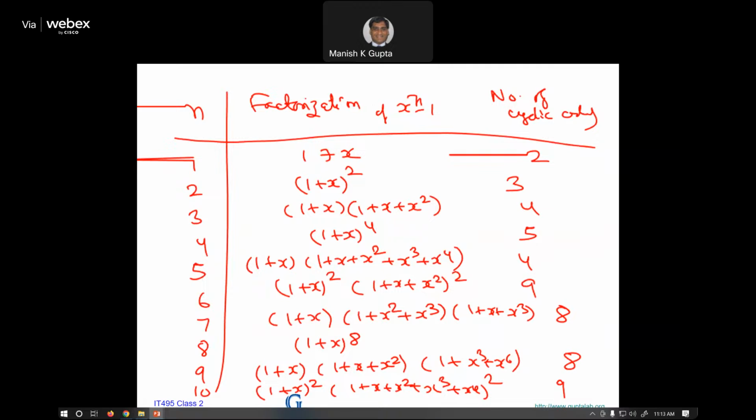2 will give you the second: x square minus 1. X square minus 1 is the same thing as x square plus 1, which is nothing but x plus 1 whole square, modulo 2, because x square plus 1 plus 2x will be 0.